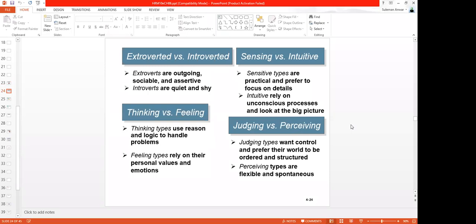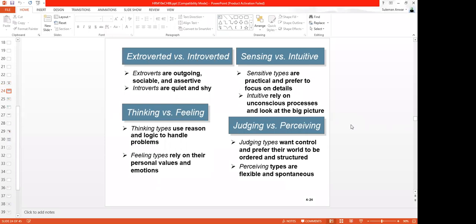When we talk about extroverted versus introverted, it means that extroverts are outgoing, sociable, or assertive, and introverts are quiet or shy. So these are 2 contrasting aspects of personality, for which we have to think that either the person is extrovert or the person is introvert.